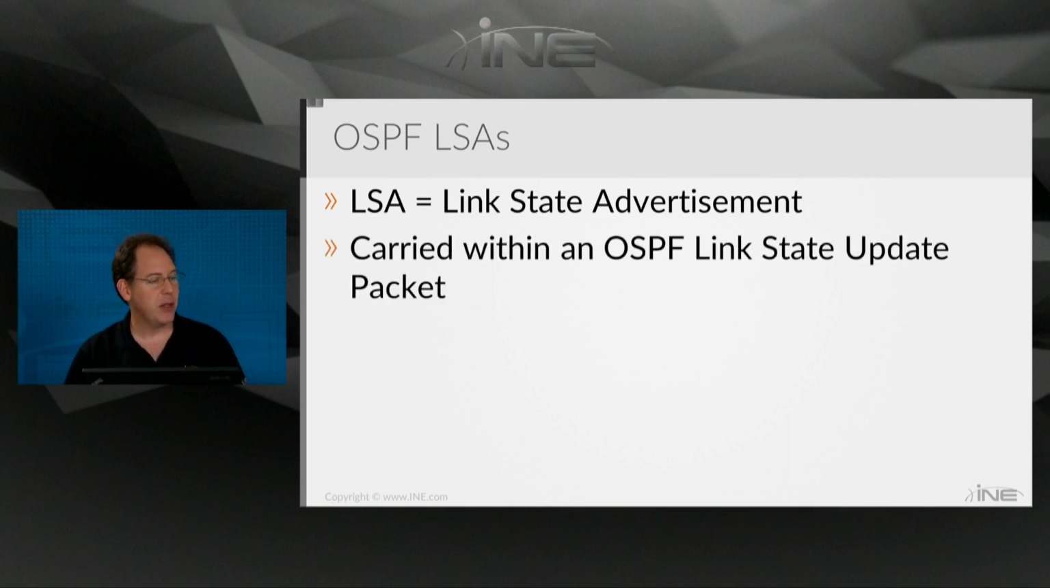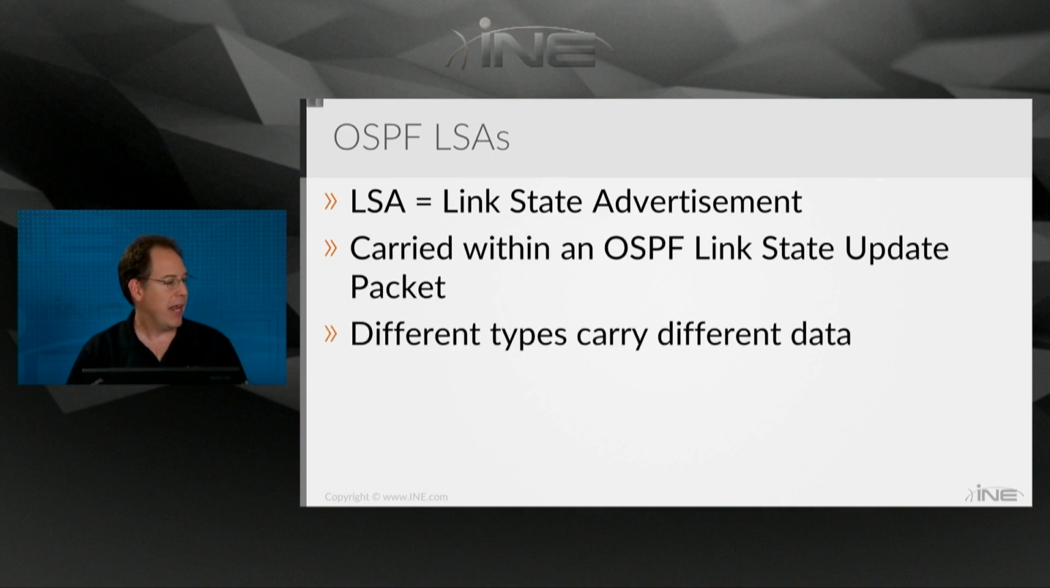So an LSA is carried within a link state update packet, and different types of LSAs carry different data. So this is another important ingredient. At the CCNA level, they don't really expect you to know the details of what exactly an LSA is, and that there's different kinds, and what the names of those different kinds are, and what different purposes they serve. But you sort of get the idea here that there are different kinds of LSAs, and they do different things depending on where a router sits in the topology.